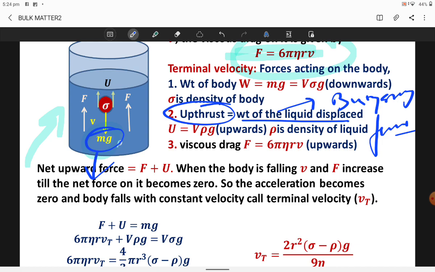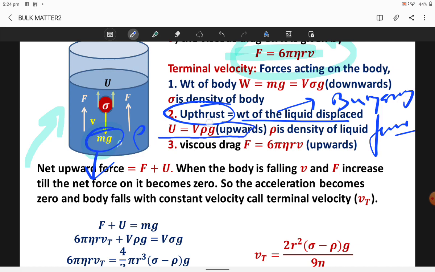So here we are assuming that the weight density of the liquid is rho, and also assuming that the density of the solid is sigma.